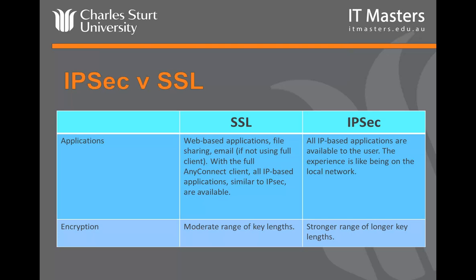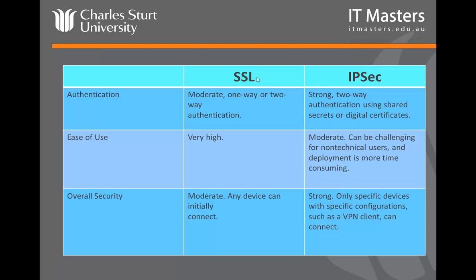With IPSec, so the point-to-point VPNs, all IP-based applications are available to the user, and the experience is like being connected to your local network, whether that's wired or wireless. So as far as encryption strength is concerned, SSL has a moderate range of key lengths, IPSec a stronger range of longer key lengths, so the longer the key, the stronger it is. Authentication: SSL, moderate, one-way or two-way authentication at most; IPSec, strong, two-way authentication using shared secrets or digital certificates. Okay. Ease of use: SSL, high, very high.